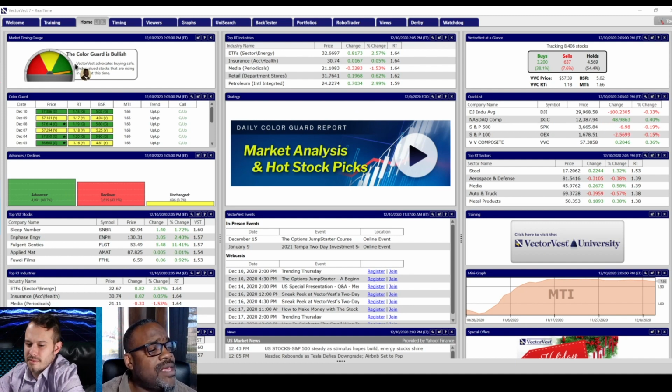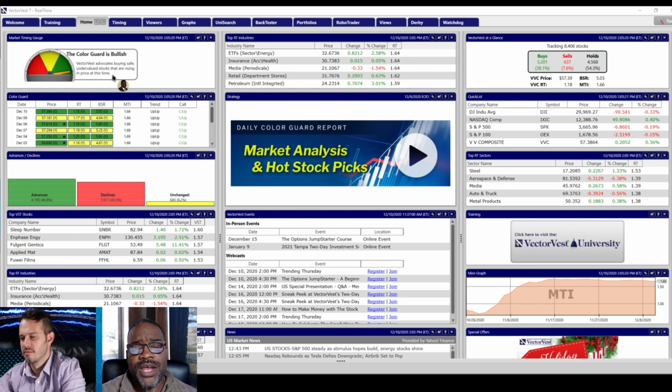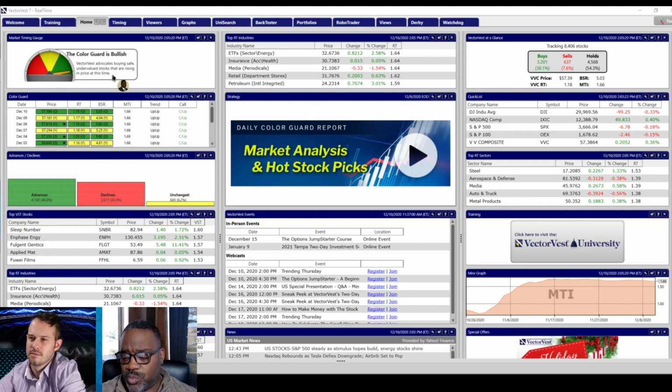Our market timing gauge right now is pegged three ticks into the green. VectorVest does advocate buying safe, undervalued stocks that are rising in price at this time. This is our overall guidance that we give out to our subscribers on a nightly basis. We help the prudent investor, we help the aggressive investor or trader, but then we have a timing signal specifically for the long-term or retirement-minded investor.